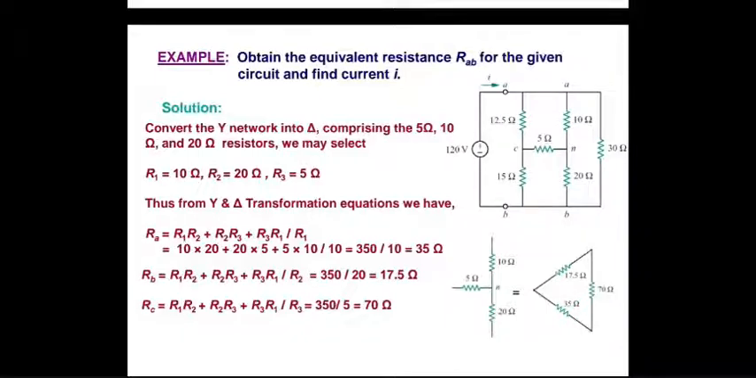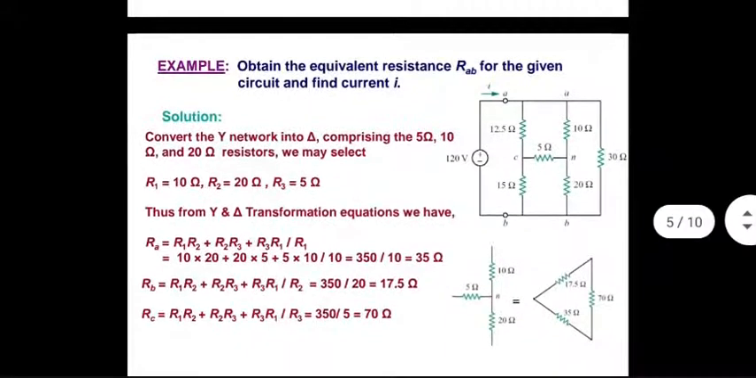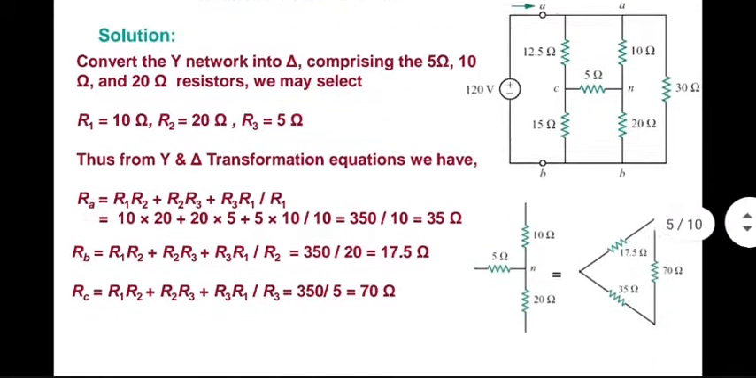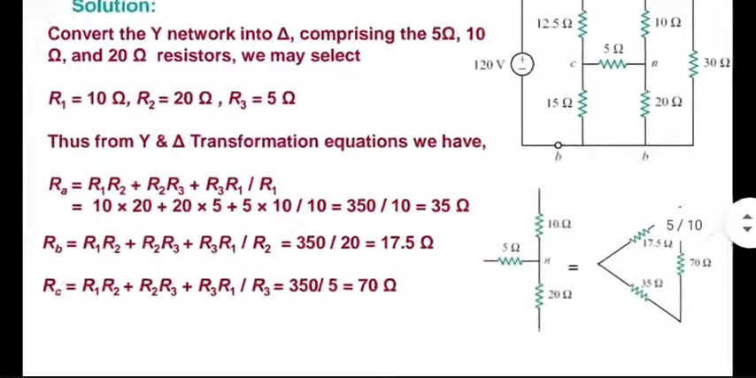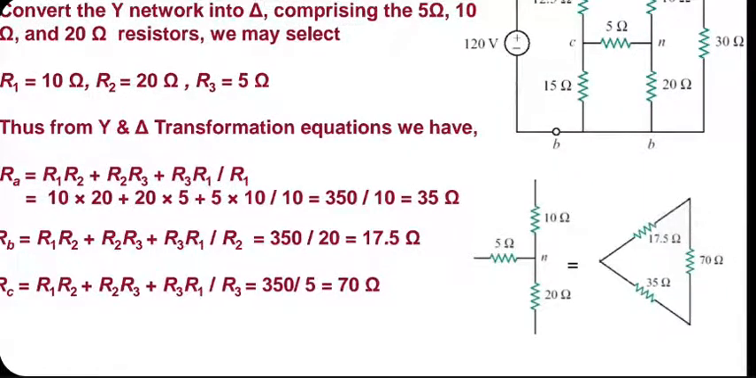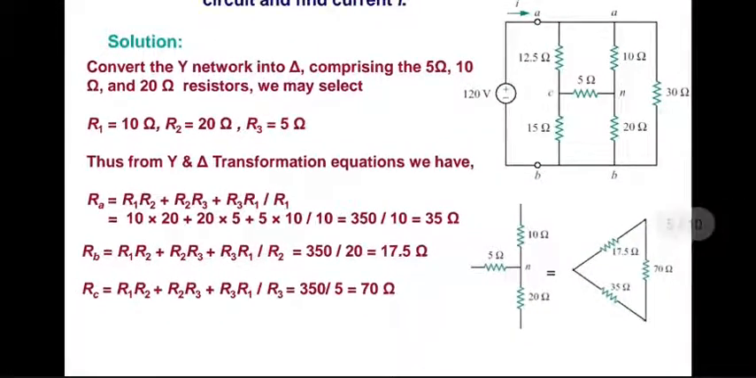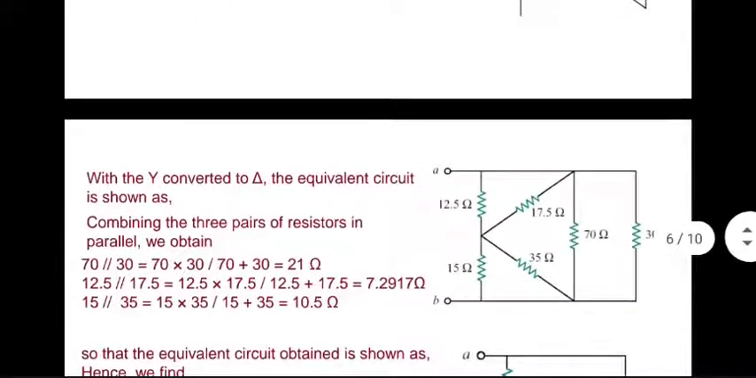Fine. So what he's saying is you take the network containing 5 ohm, 10 ohm and 20 ohm, this Y network in the middle, and convert it into equivalent delta. And using the formulas, the values turn out to be 17.5 ohm, 70 ohm, and 35 ohm. Now, you replace that star connection by this delta connection. And this is what you get.